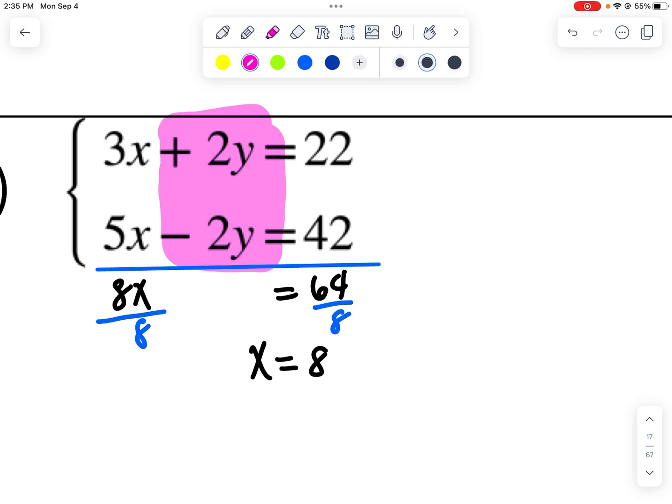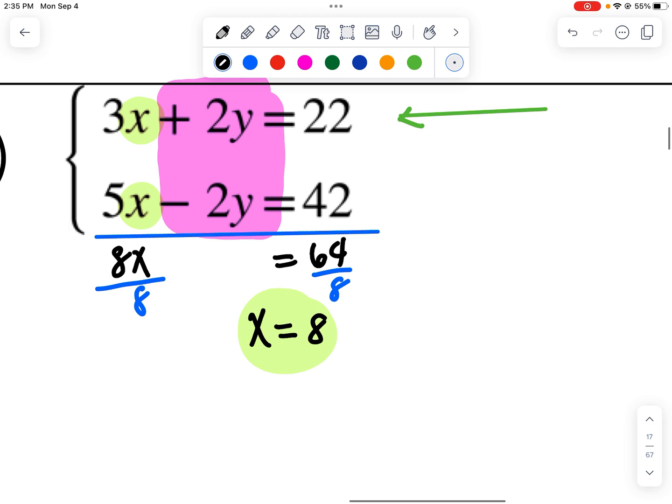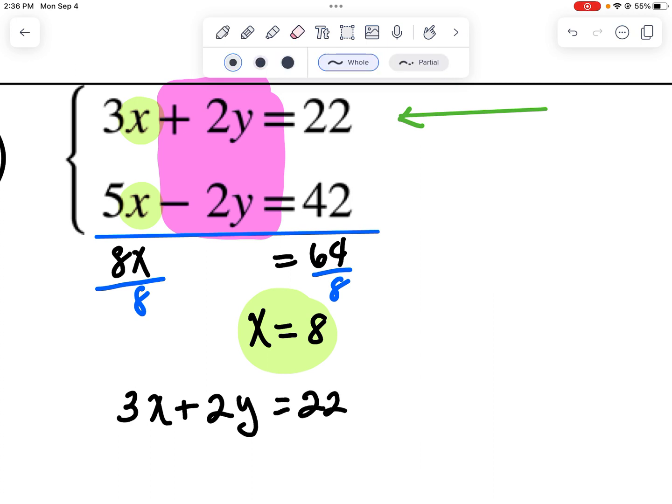Now that I know what x is, I'm going to take the value of x. And if I want, I can put the value of x right here. I can put the value of x right here. It doesn't matter. You'll get the same answer if you do the math correctly. I think I'm going to pick this equation right here, because I think the math will be smaller numbers for me. So that equation is 3x plus 2y is 22. I am going to remove the x, and I'm going to replace the x with its known value, which is 8. So in other words, I just tuck this 8 right there where x used to be. And then I do the math.